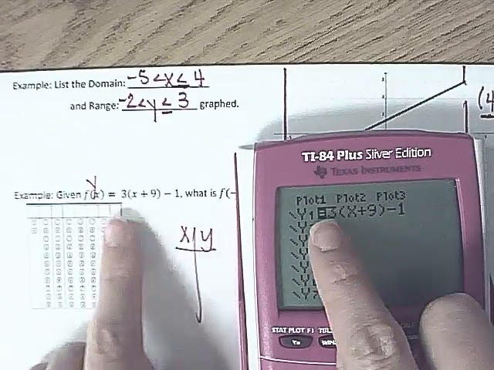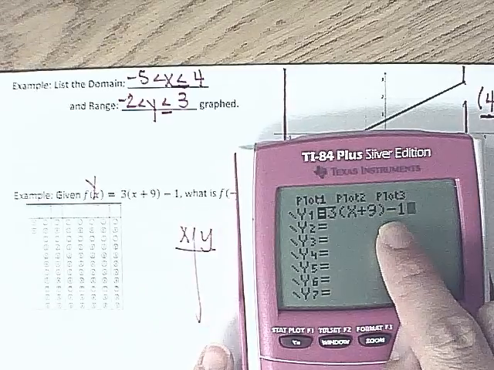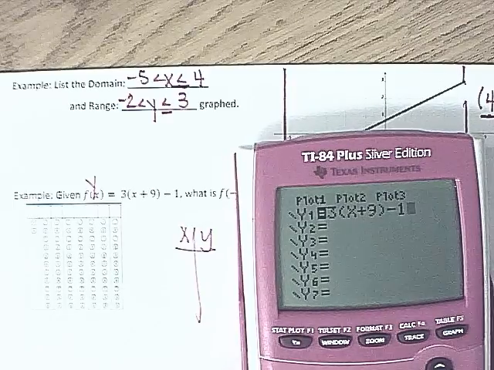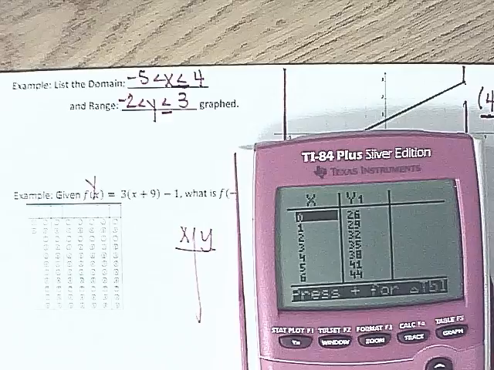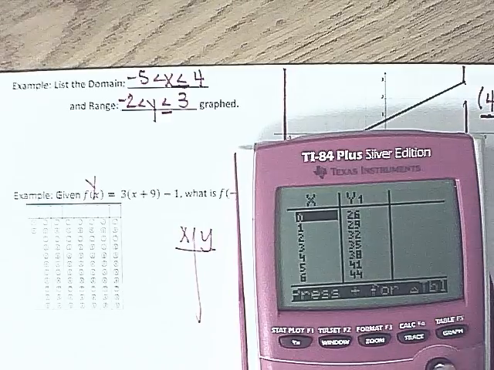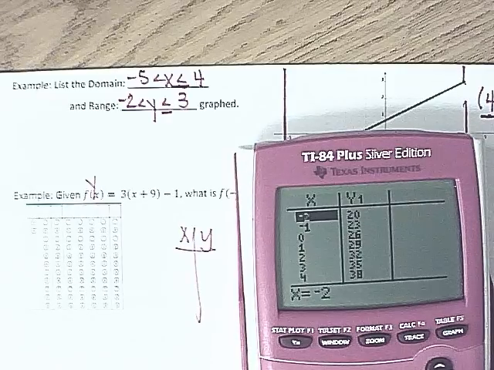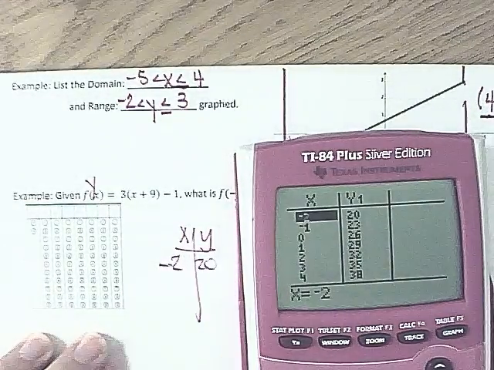So I double check 3 times x plus 9 in parentheses minus 1. Be sure it's a minus and not a negative. That'll make a big difference. And then you want to go look where the x value is -2. So I'm going to go look at my table by hitting second graph. And I'm waiting for it to load here. As it loads, I see that I only have positive x values, so I'm going to want to scroll backwards. And where x is equal to -2, y is equal to 20.